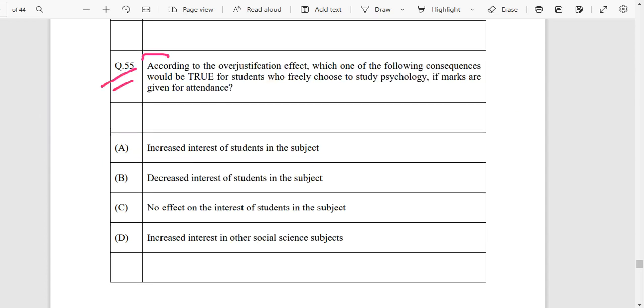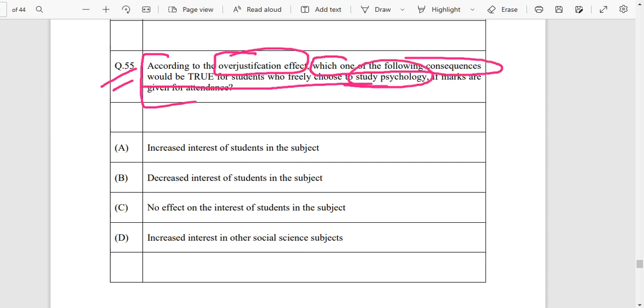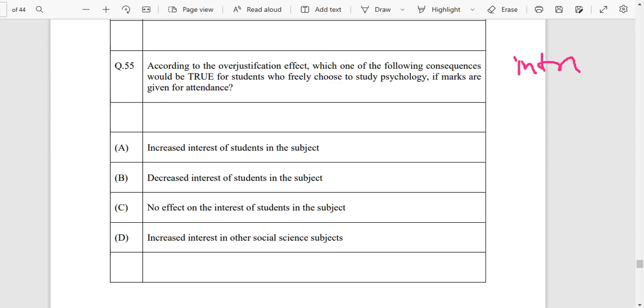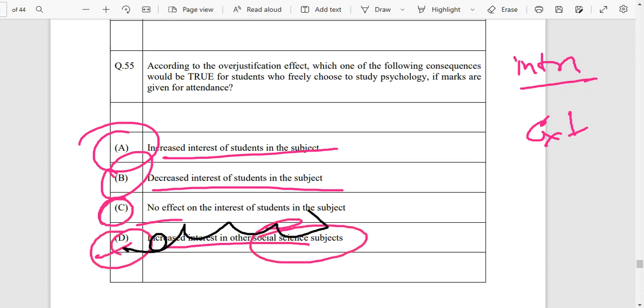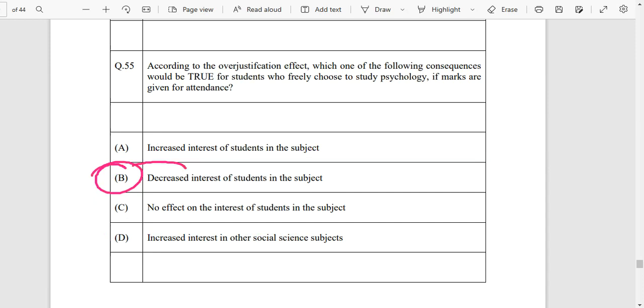Okay, question number 55. According to the over justification effect, which one of the following consequences would be true for students who freely choose to study psychology if marks are given for attendance? Two types of thing: intrinsic motivation and extrinsic motivation. Increased interest of students in the subject, decreased interest of students, no effect, or increased interest in other social science subjects. So this is not going to be the answer. So what should be the answer over here? Option number B, decreased interest.